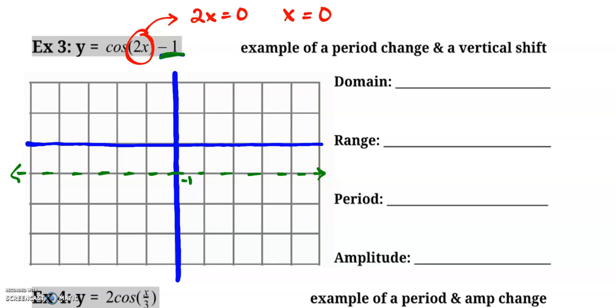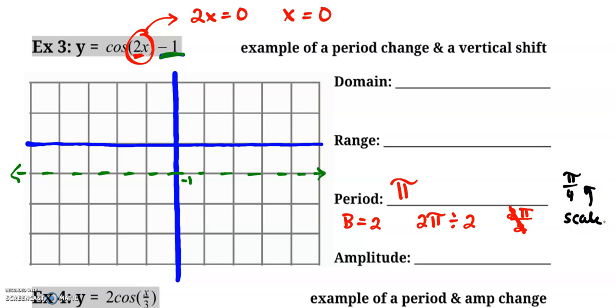So the first thing that I did was I checked to see if there was a horizontal shift. No horizontal shift. The next thing, my apologies for skipping this, is to check the period. Since b equals 2, we're going to take 2 pi and divide it by 2. This is how I would normally write it. So your period would be pi. And if the period is pi, then when we take that number and divide it by 4, that is going to give us our scale for our axis.